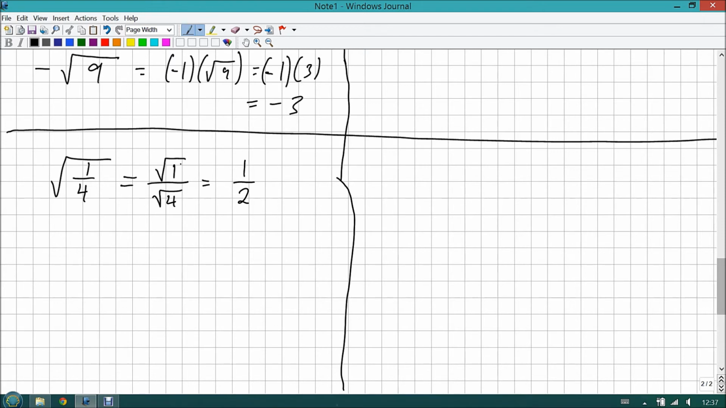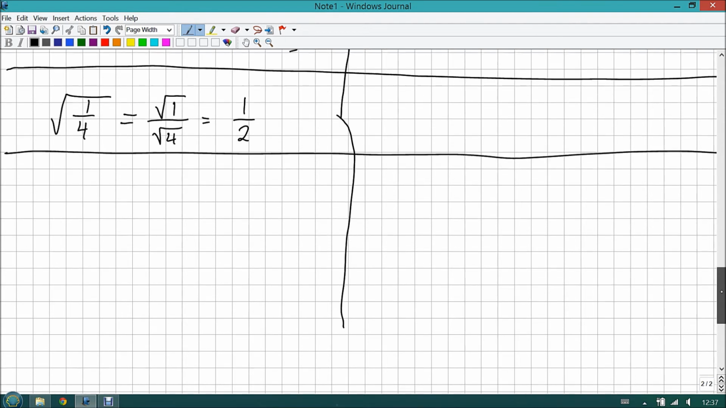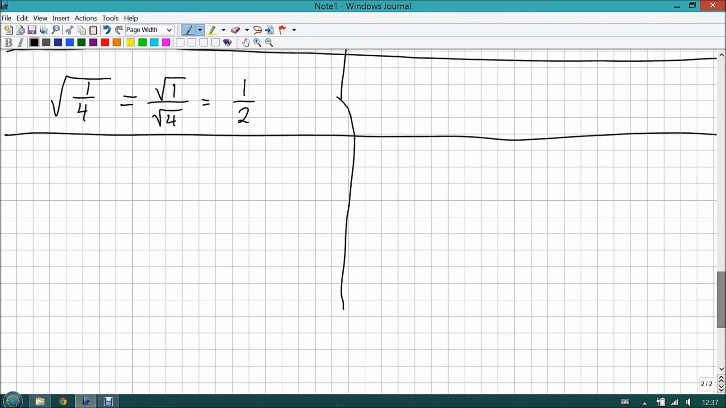Alright, let's take a look at some other square roots and see if we need them. And we do not. So far, all the numbers that we've been working with have been pretty simple. They have been giving us rational roots. But what happens when we don't have a rational root?